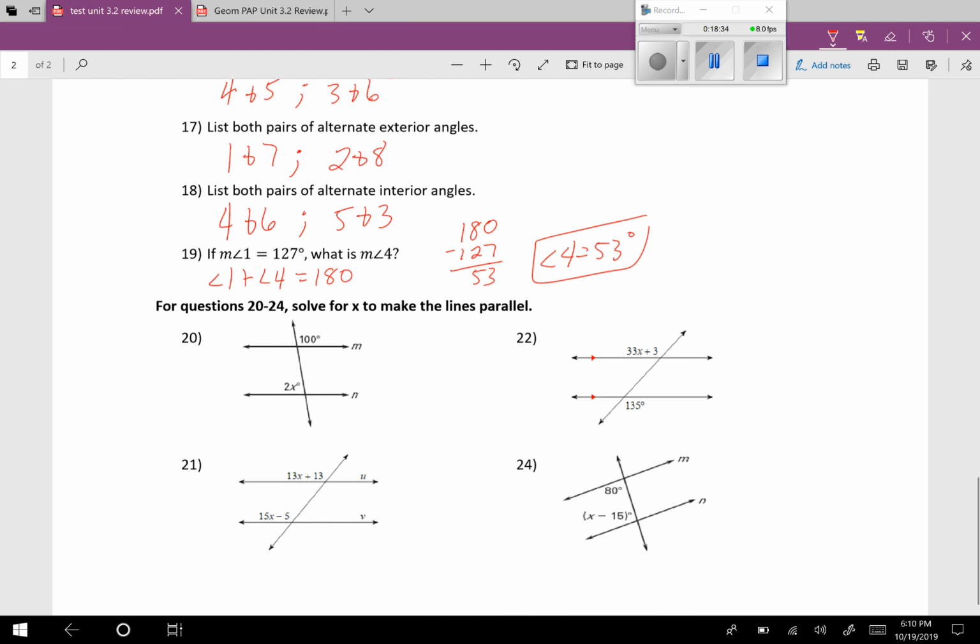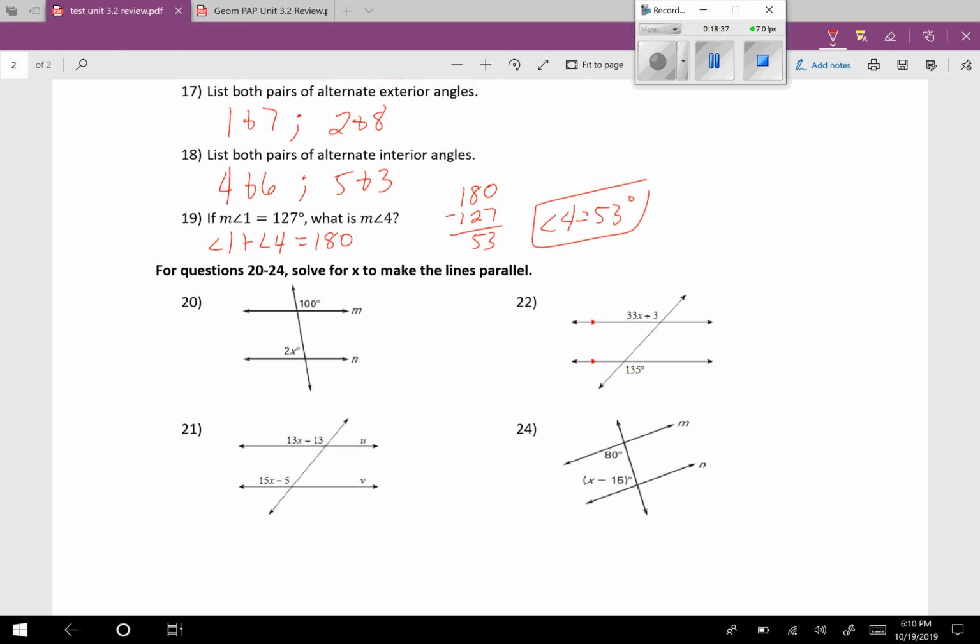Okay, last few here. On these ones, I will do 2 of them with you, and then I will leave the other 2 for you guys to do on your own. And my tip for you is to go through and first color in the angles, and that way you know if they're the same color, then they're equal. If you have one of each, then they add up to 180. It makes your life easier. So I'm going to do 20 and 21 with you, and I will put the answers for 22 and 24 down here. So first thing, color.